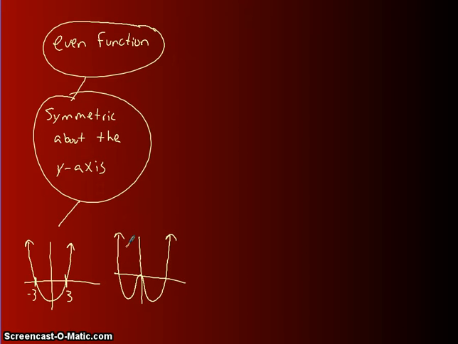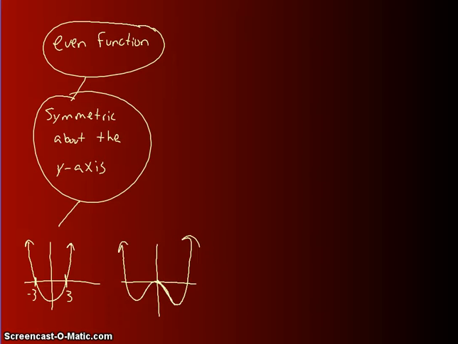So you visualize, actually, this is perfectly drawn. You visualize folding this graph down along this axis. The side here and the side there should match. These two curves should lie on top of each other, if I was a little bit better at making sure it looked even. But this would be another example of an even function.